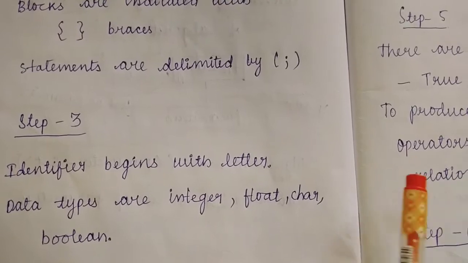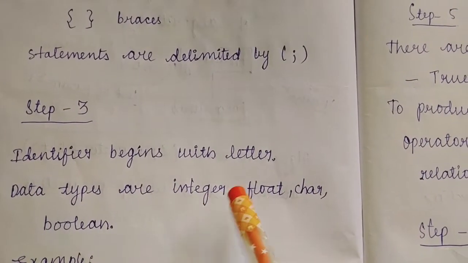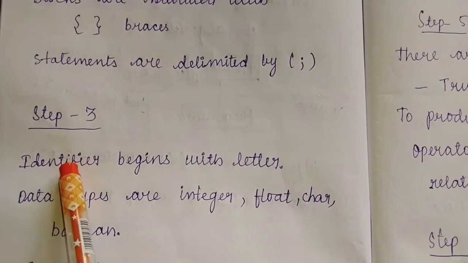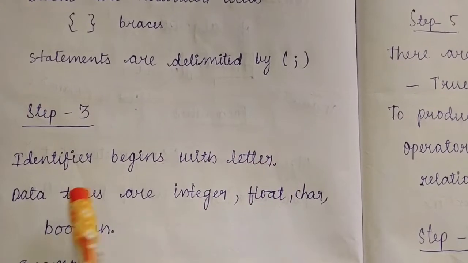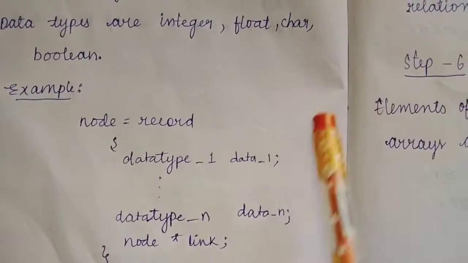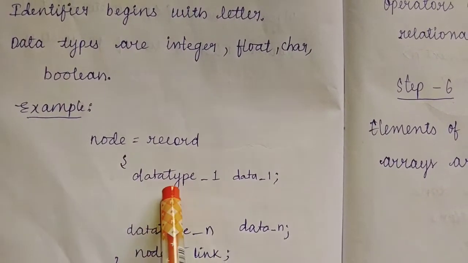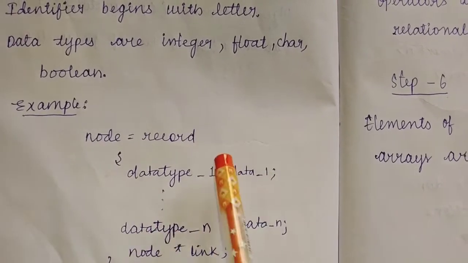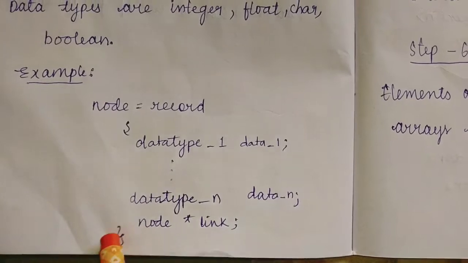Now step 3: an identifier begins with a letter, so an identifier always begins with a letter. Data types are integer, float, char and boolean. Let's see an example now. Node is equal to record. We are starting with a bracket, then data type 1 to n, any number of them. Then node link, and then we close the brackets.